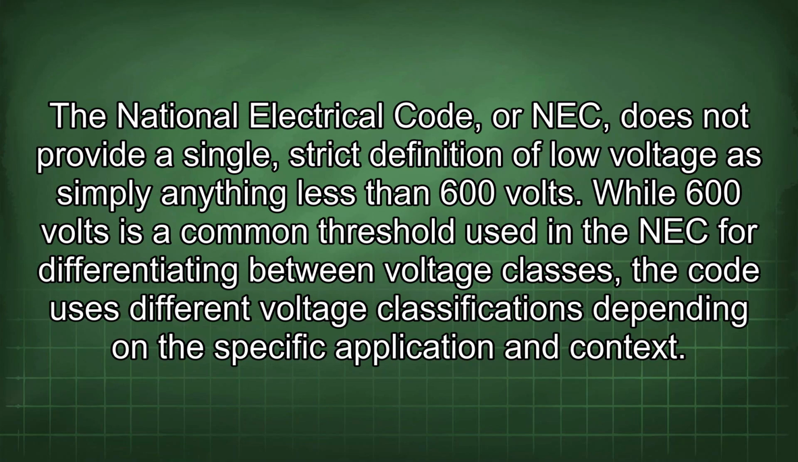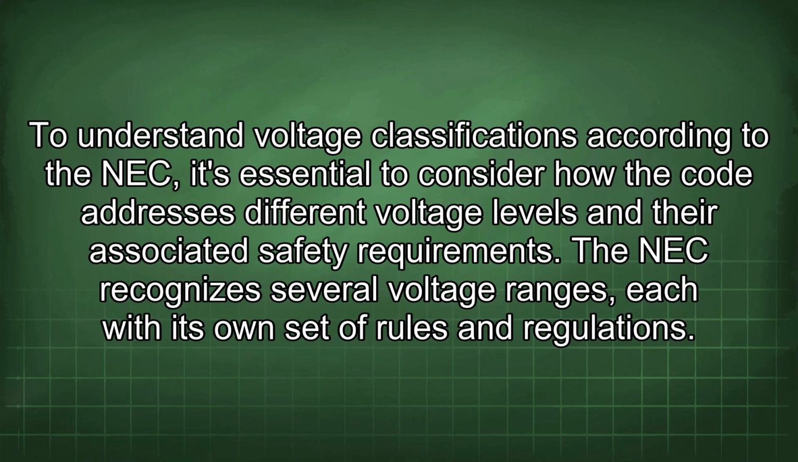The National Electrical Code, or NEC, does not provide a single, strict definition of low voltage as simply anything less than 600 volts. While 600 volts is a common threshold used in the NEC for differentiating between voltage classes, the code uses different voltage classifications depending on the specific application and context. To understand voltage classifications according to the NEC, it's essential to consider how the code addresses different voltage levels and their associated safety requirements. The NEC recognizes several voltage ranges, each with its own set of rules and regulations.